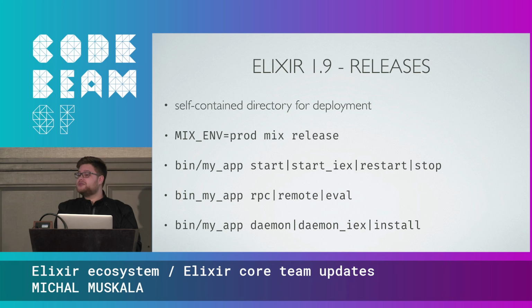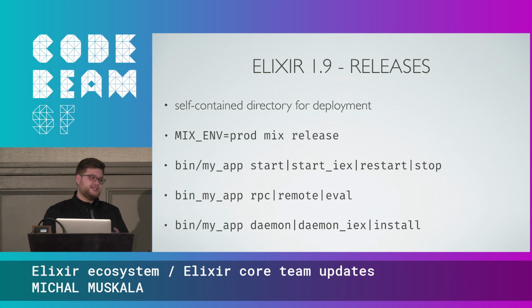Okay, so what are releases? Releases, if you don't know, are a self-contained directory that you can use for deployment. It includes everything, starting with your application, all the code for it, all the dependencies, all the standard libraries that you need, the whole Erlang virtual machine and its runtime. So it's everything together that you can take as a whole and put on a machine and run. And with Elixir 1.9, it's extremely easy to use them.